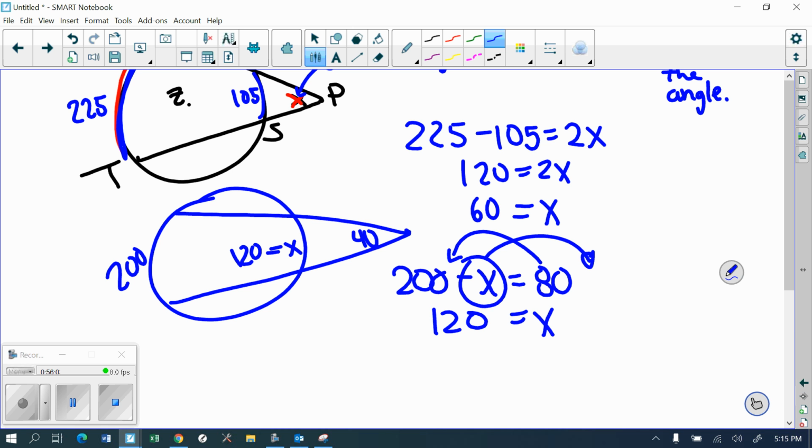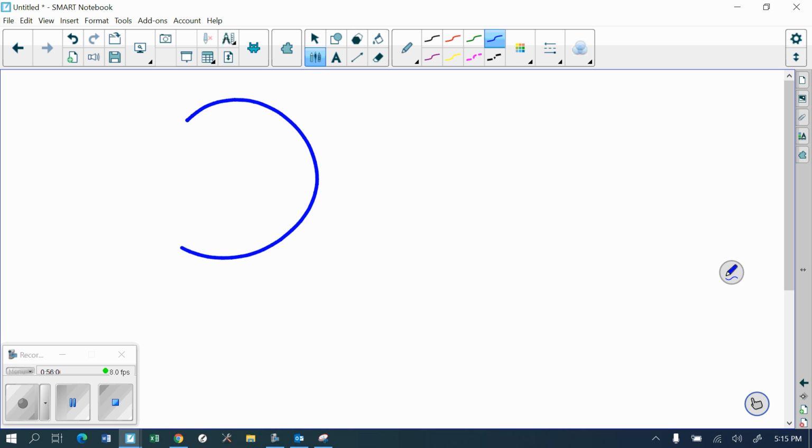Another type. Let's say I have two tangents.